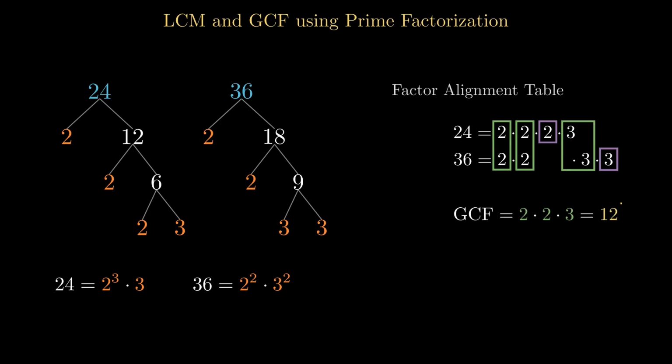To find the greatest common factor, we look only at columns where both numbers share a factor. Multiplying 2 times 2 times 3 gives us a greatest common factor of 12. For the lowest common multiple, we pull down a representative from every single column, multiplying all shared and unshared elements together. Doing this yields an LCM of 72.